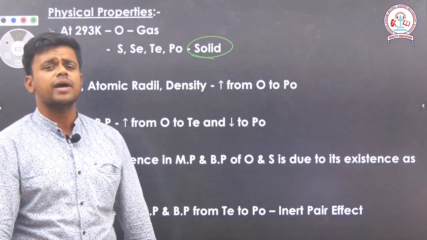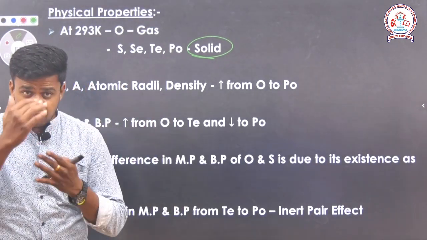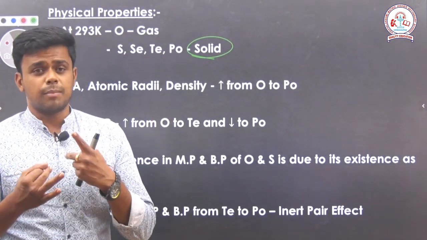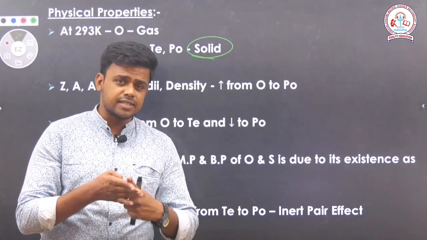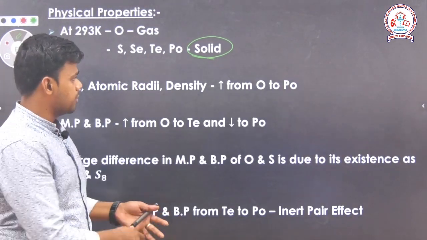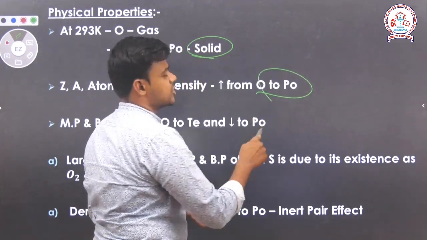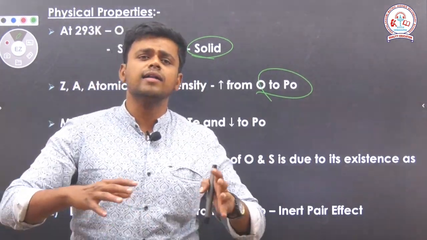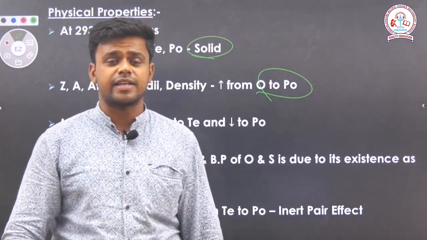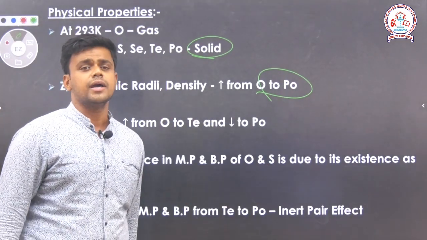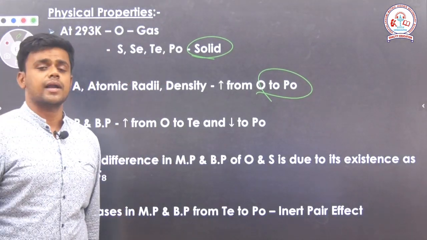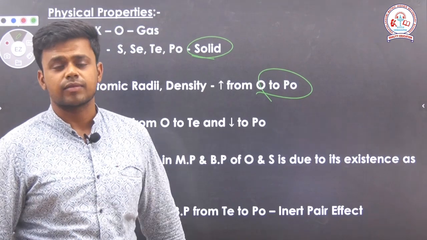And for all these elements, if you look down a group, atomic number, mass number, atomic radii and density increase from oxygen to polonium, which means down a group all these four properties will definitely increase. Z corresponds to atomic number, A corresponds to mass number, and then atomic radii and density.